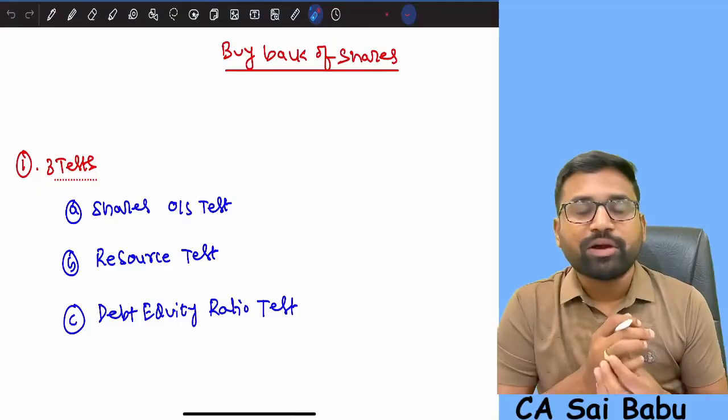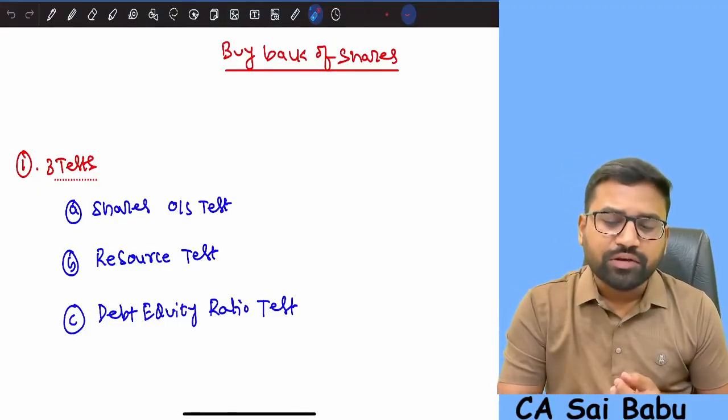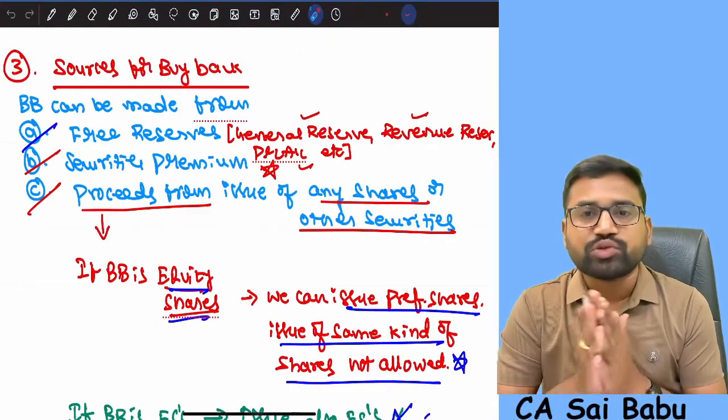Now let us cover buyback of securities. In buyback of securities, the important points or adjustments are: first, sources of buyback.